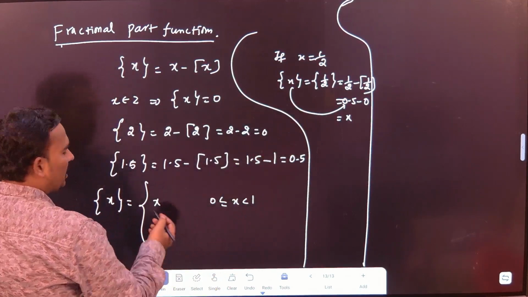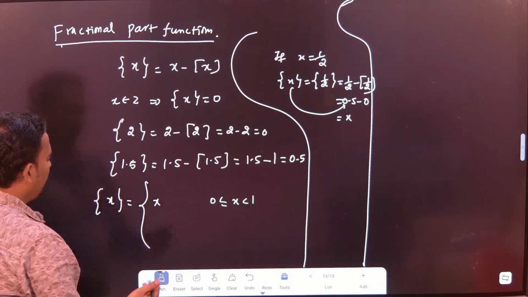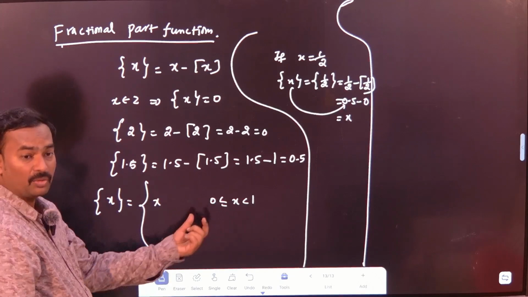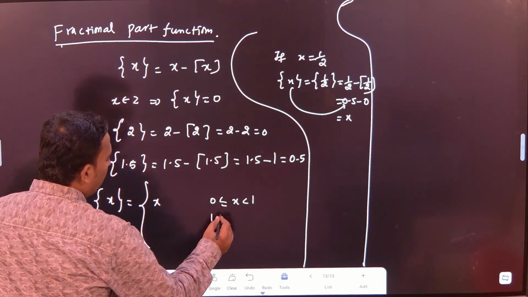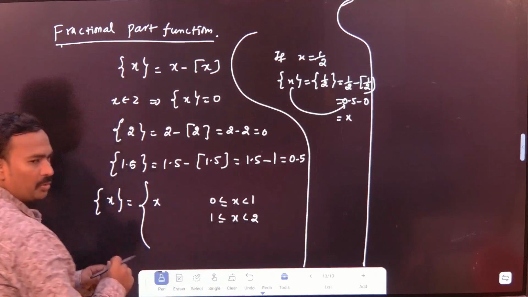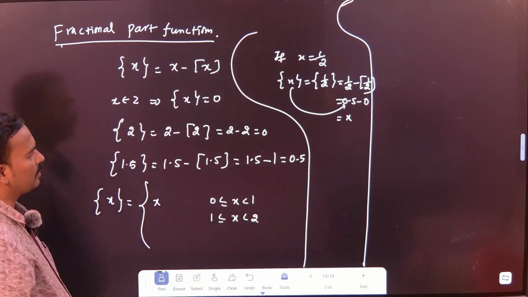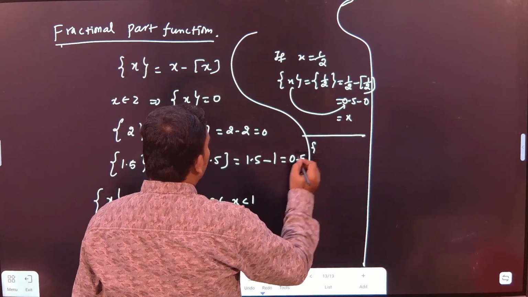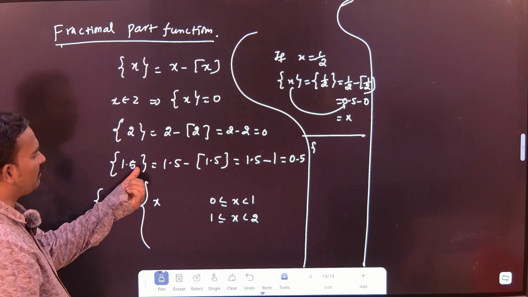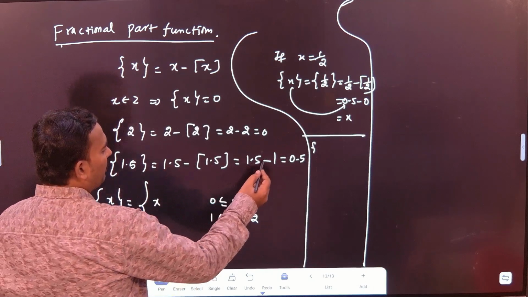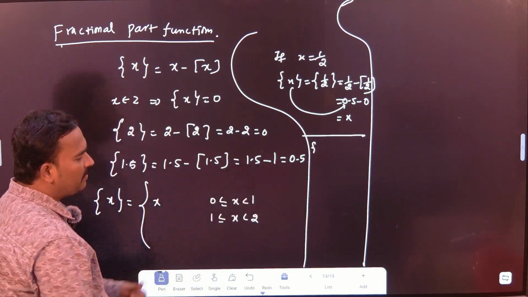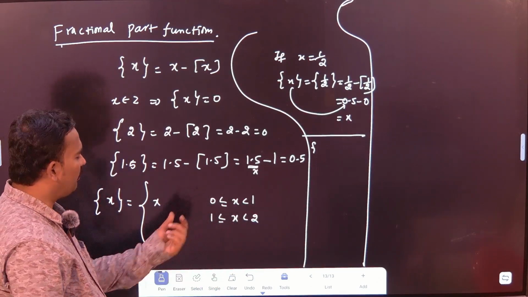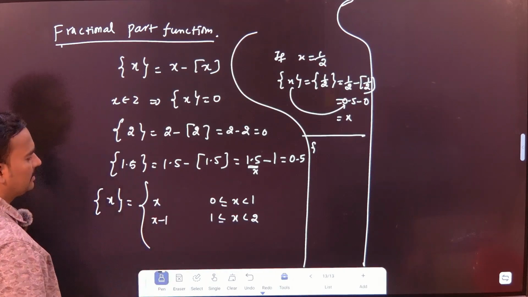So when you take 0 to 1, the fractional part function of that will be x, the same x value. When you take 1 to 2, what is the fractional part function? Let me take 1.5. The fractional part of 1.5 is 1.5 minus 1. That means 1.5 here is x, any value from 1 to 2. So how to define it? x minus 1 you can write.